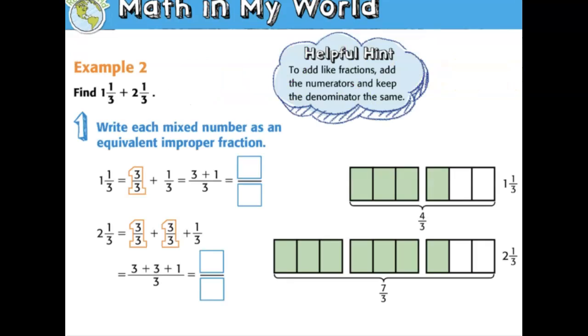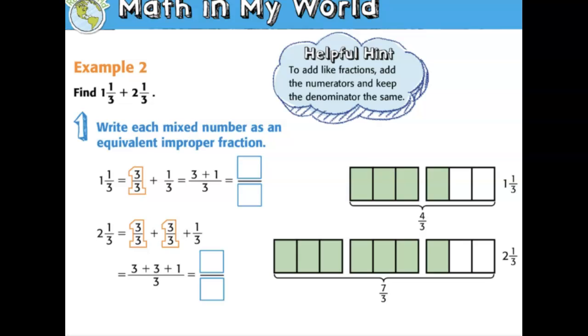All right. Let's talk about the second way that we can do it. So if you look at page 594, the other way that we can do this is we can also write each mixed number as an equivalent improper fraction. Remember last week you were taking mixed numbers and making them improper, and taking improper fractions and making them mixed numbers. Okay, so this is another way that we can do this.